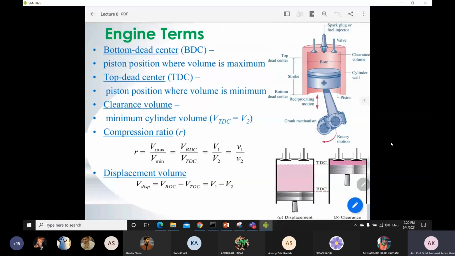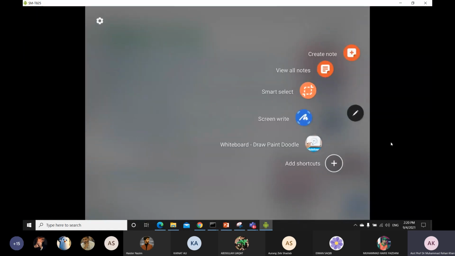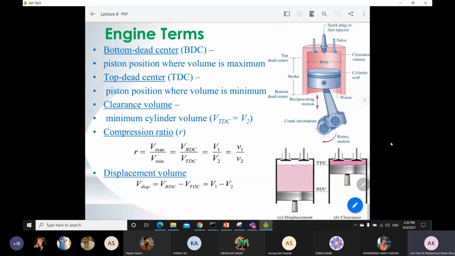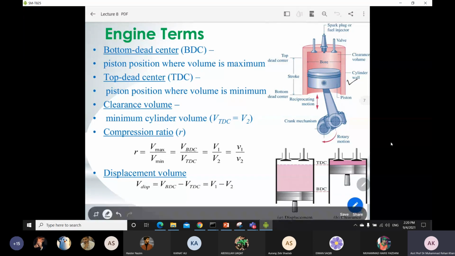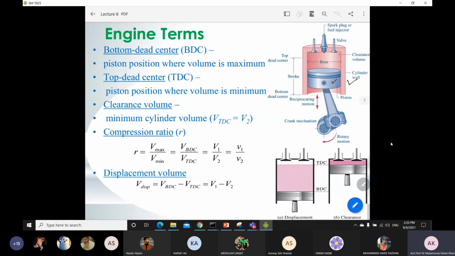Some basic terms which we use in your engine, which we need in order to analyze different sorts of problems when we are solving problems for this chapter as well. So if you see this one, this is your piston cylinder arrangement. Okay, so this is your cylinder, and this is your piston over there.